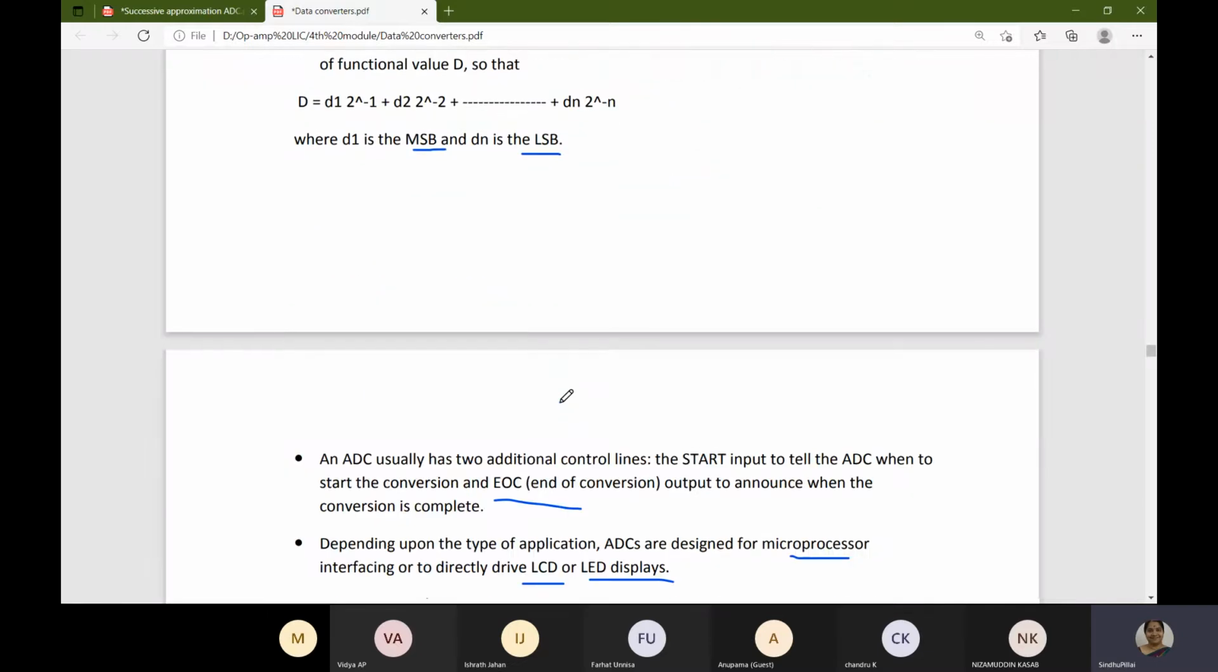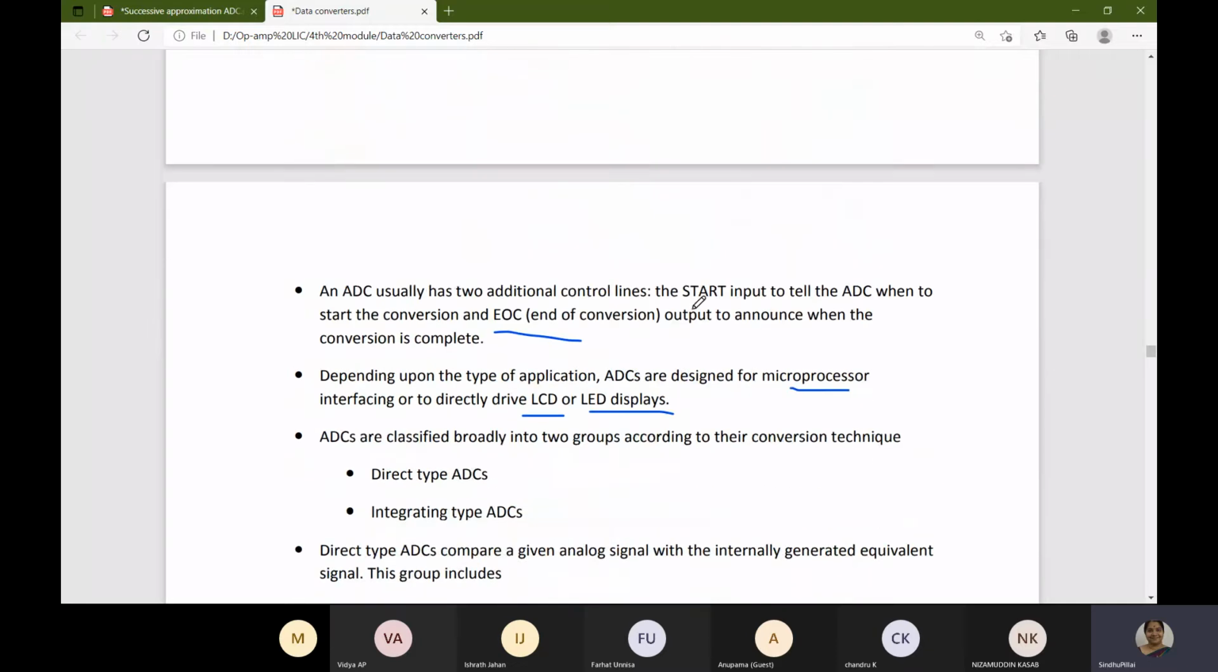So these are the signals, and two important signals it has. One is the start, and these are the control lines, okay, to control the conversion. One is the start to tell the ADC when to start the conversion, and the second line is end of conversion, EOC, to output to announce when the conversion is complete.